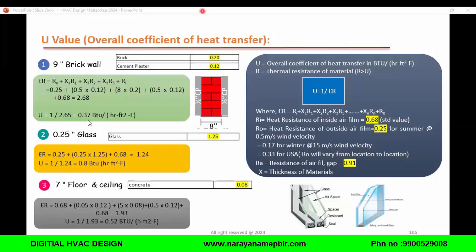So what does 0.37 mean? 0.37 means 37%, which means if outside you have 100 BTU, imagine you are having 100 BTU outside, out of that, 37 BTU of heat will transfer inside.